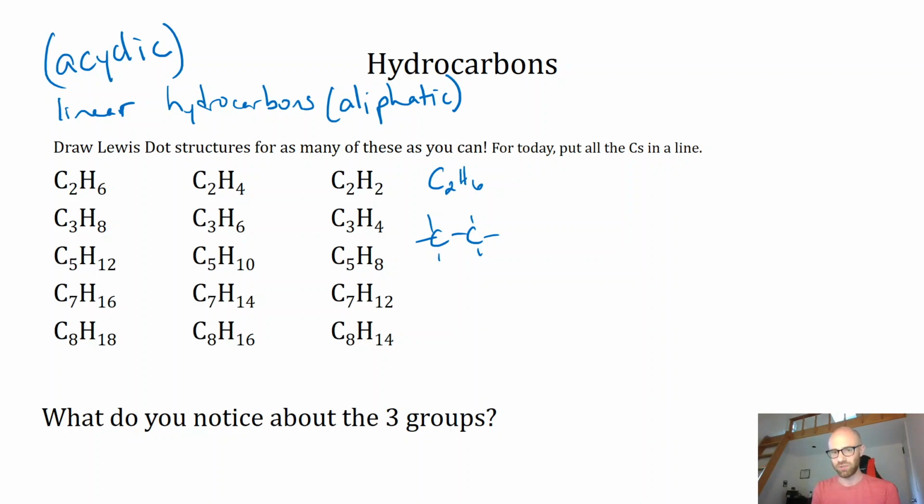Once you get to C3H6, if anyone drew a triangle, I applaud your inventiveness. Don't do that today. We're not talking about cyclic hydrocarbons today. We might get to that later. We'll see what we have time for. Looking at C2H4, you probably drew something that looks something like this. And looking at C2H2, you probably drew something like this.